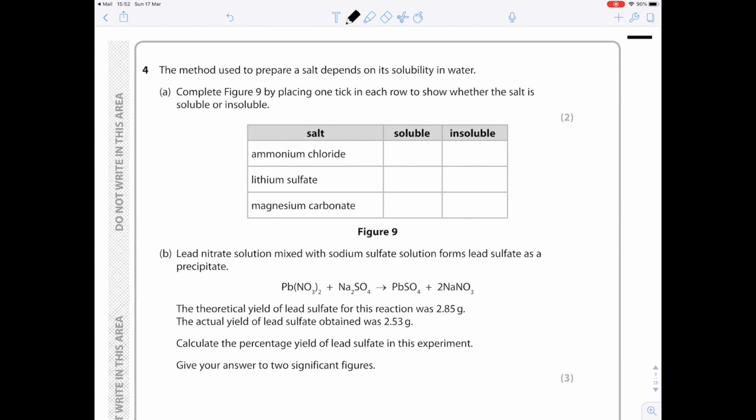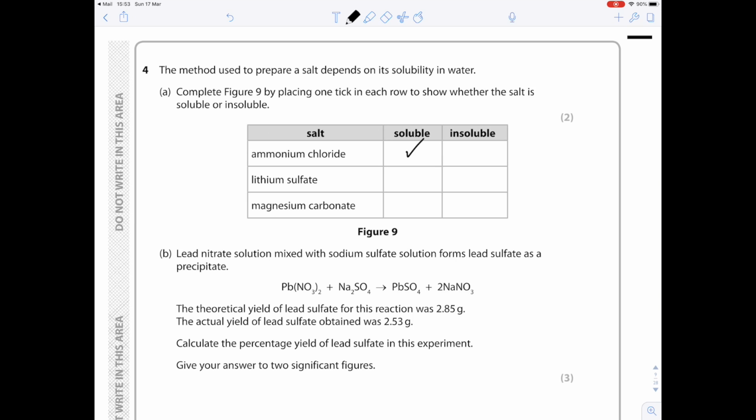4. The method used to prepare a salt depends on its solubility in water. Complete figure 9 by placing one tick in each row to show whether the salt is soluble or insoluble. And I like to remember the rules here. All nitrates are soluble, all sodium, potassium and ammonium salts are soluble. So we've got ammonium here, so that's soluble.